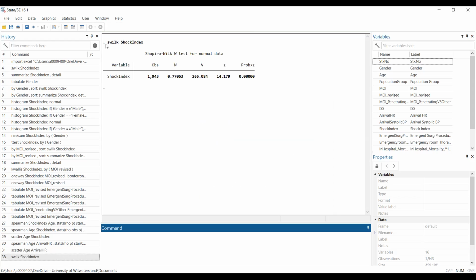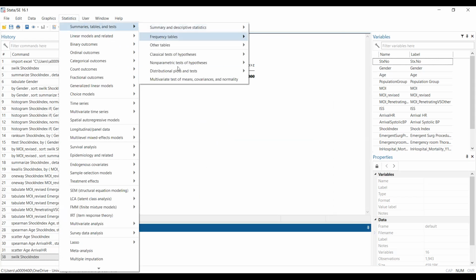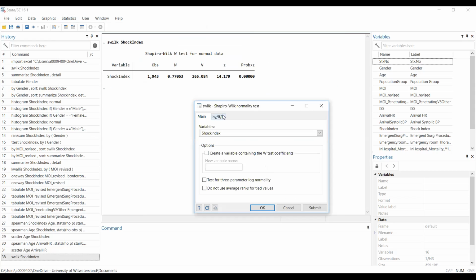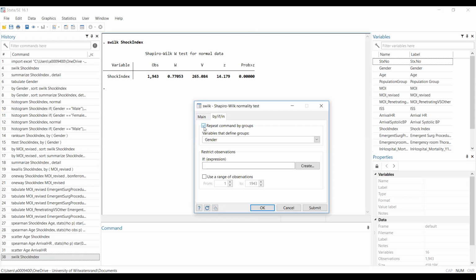You can see the command was swilk, so Shapiro-Wilk, for shock index. The 1,943 patients were all included, and you can see that the p-value, as displayed on my table earlier, is nowhere near 0.2. When we are looking at data according to categories, we also need to see what they look like in their separate groups. So we're going to repeat the command by our group independent variable, which is gender.